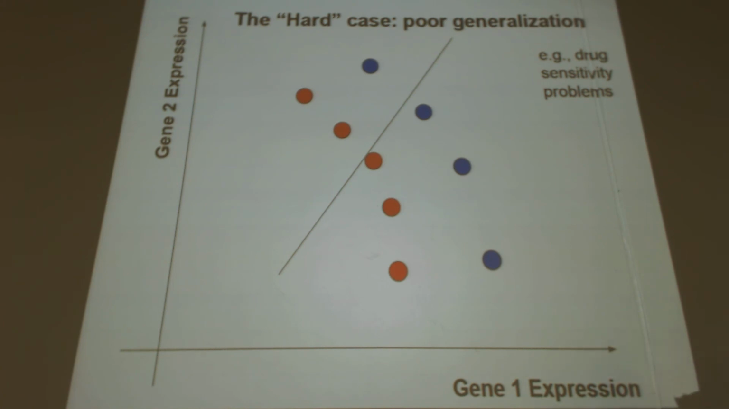And typically, when you're trying to predict drug sensitivity, so given a cell and a drug, whether or not the growth of that cell is going to be inhibited when the drug is administered or not, that's the binary problem. And it almost always tends to be a very hard problem where the predictor that you build on the training data does not generalize on the new data.